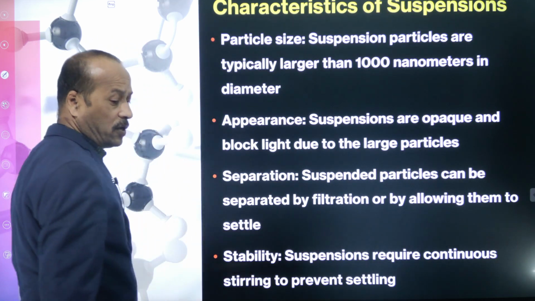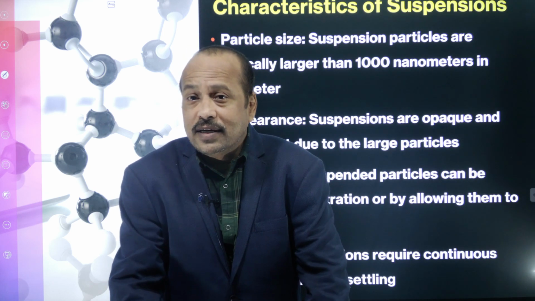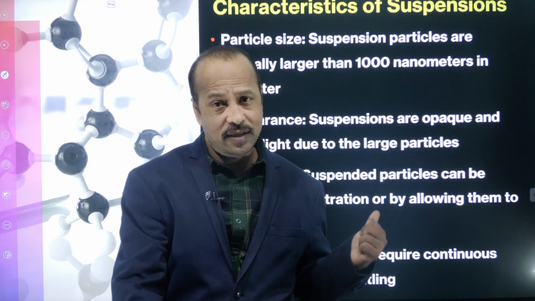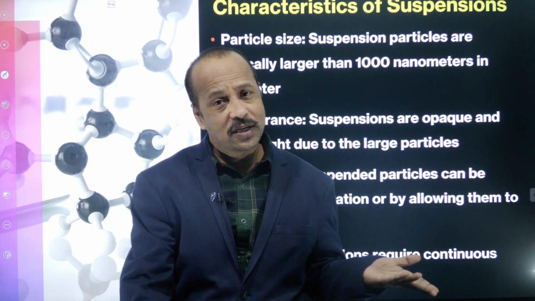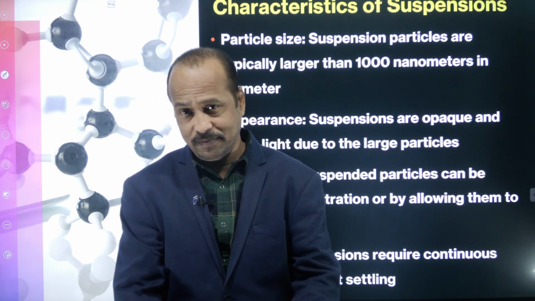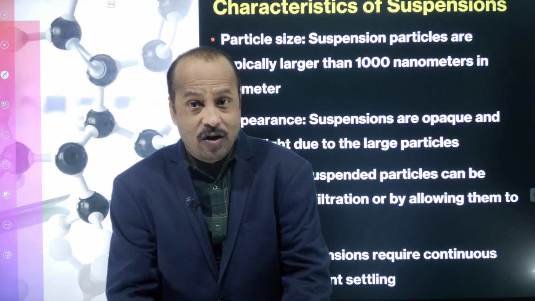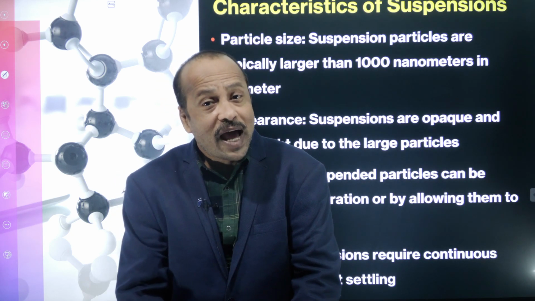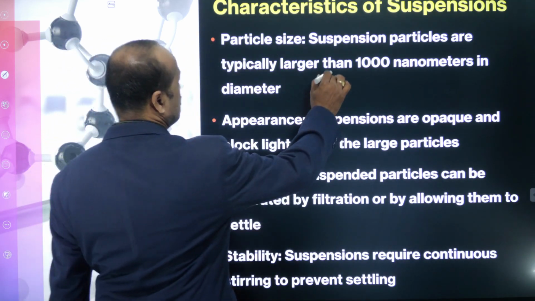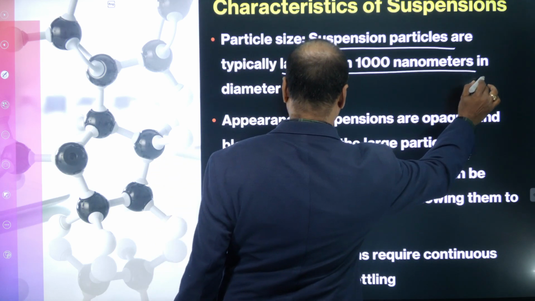What are the characteristics of suspension? I told you that if you know the characteristics of true solutions and colloidal solutions, then you can write the properties of suspensions. Here the first property is the size of the particles. The size of the dissolved particles is bigger than 1000 nanometers. Suspension particles are typically larger than 1000 nanometers.